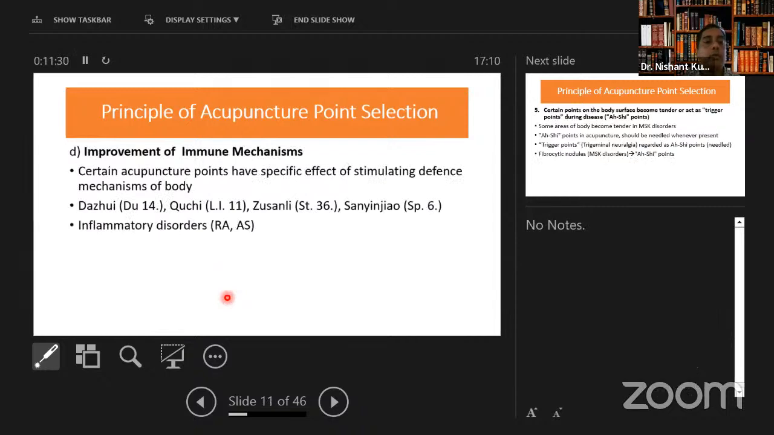Then improvement in the immune mechanism. They have a specific stimulating effect on the defense mechanism of the body. So we have DU14, which is just below C7. LI11, lateral crease, stomach 36, spleen 6, and they may be very useful when you're treating patients with rheumatoid arthritis, or ankylosing spondylitis, where the immune mechanism itself is damaging the body. So if you want to correct the immune mechanism, you will correct it, plus hemostasis as well.